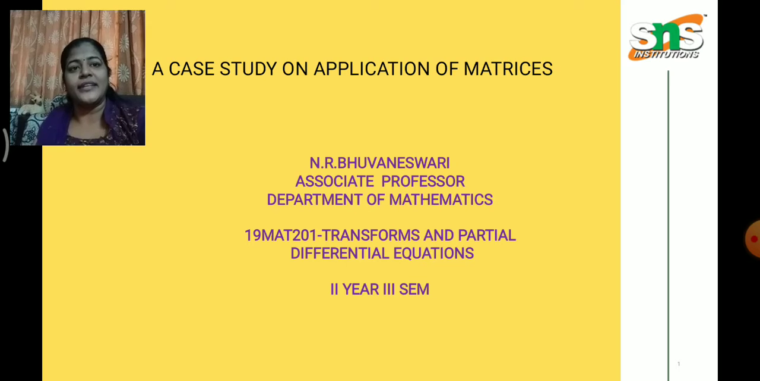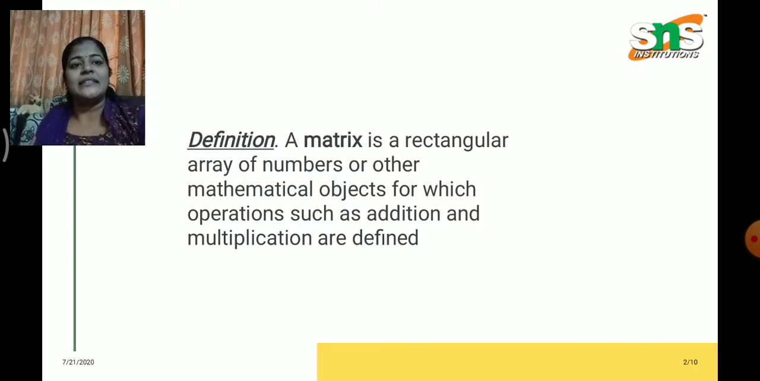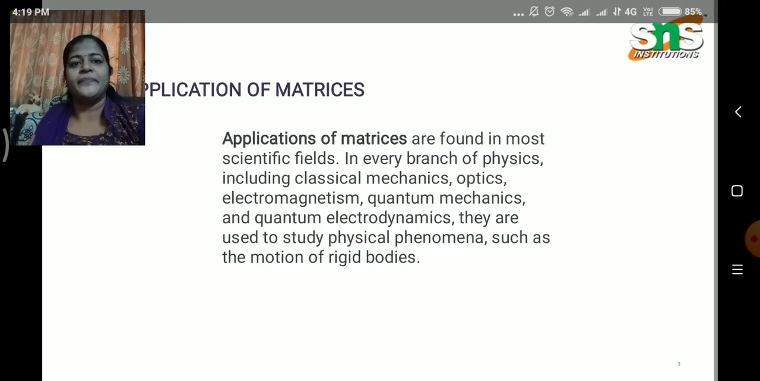Today I deliver a case study on application of matrices. Matrix. The definition of matrix: a matrix is a rectangular array of numbers or other mathematical objects for which operations such as addition, subtraction and multiplication are defined.